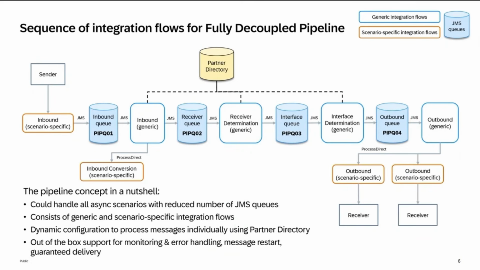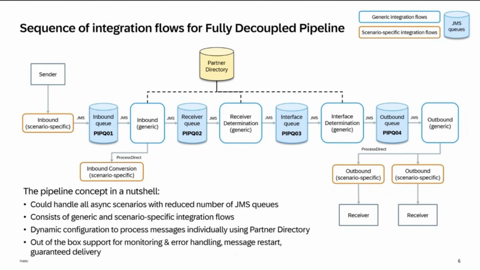Similar concept. We use an XSLT to determine the different interfaces. It might be that for one receiver, we would split up to 2 or more interfaces. And then we do more or less the same approach: read in an XSLT from the partner directory, run the XSLT, splitting up the interfaces, and then send the messages to the last queue, right?